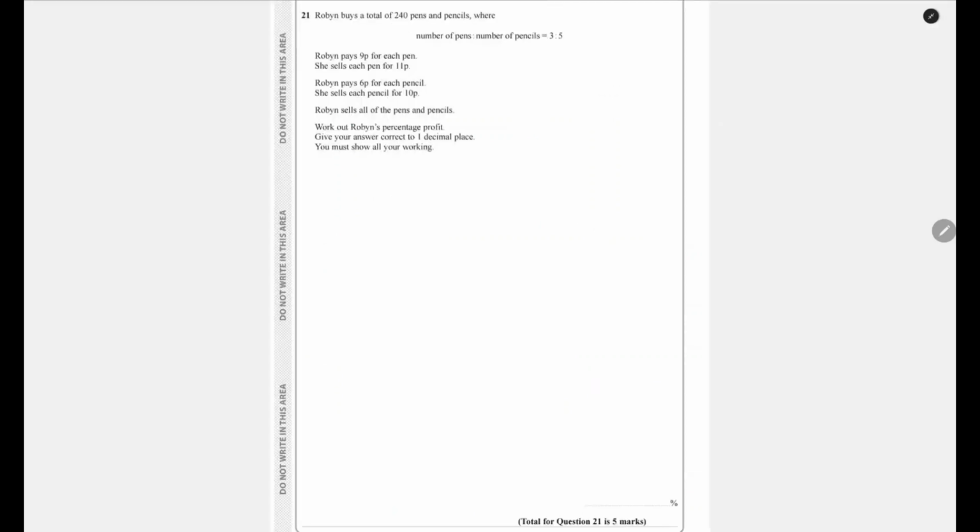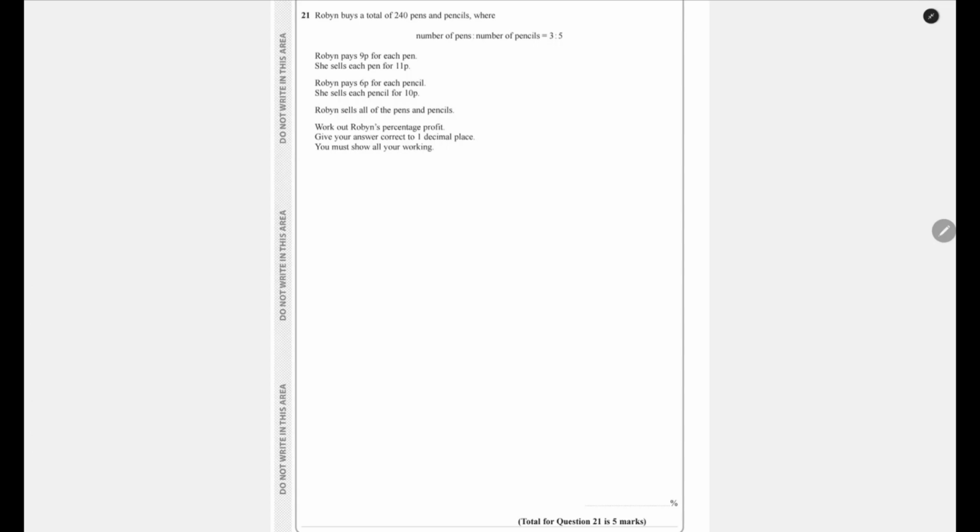Question 21 says, Robin buys a total of 240 pens and pencils, where the ratio of the number of pens to the number of pencils is 3 to 5. Robin pays 9 pence for each pen. She sells each pen for 11 pence. Robin pays 6 pence for each pencil, and she sells each pencil for 10 pence. Robin sells all of the pens and pencils. Work out Robin's percentage profit. Give your answer correct to one decimal place. You must show all your working.